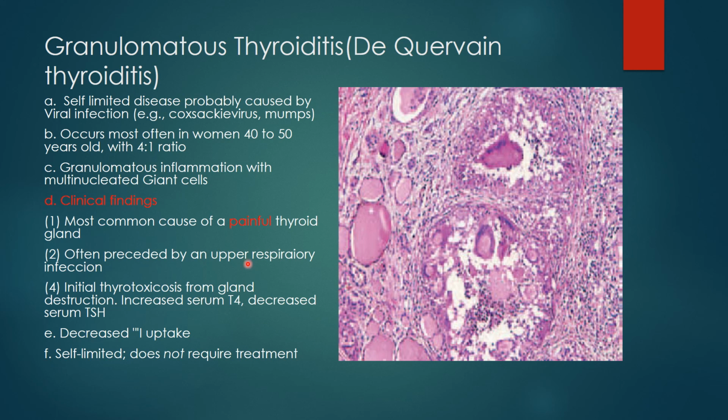The second most important thyroiditis type is the granulomatous thyroiditis, which is also called De Quervain thyroiditis. It is a self-limited disease probably caused by a viral infection, for example Coxsackie virus or mumps virus. Most commonly it occurs in women aged 40 to 50, with a ratio of 4:1. Granulomatous inflammation occurs with multinucleated giant cells.